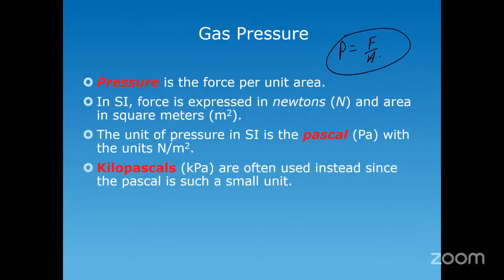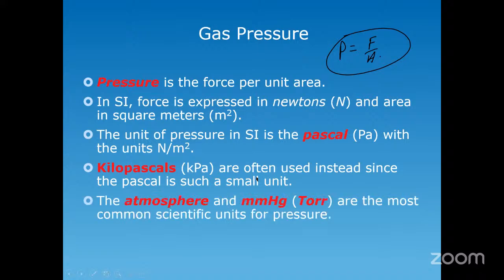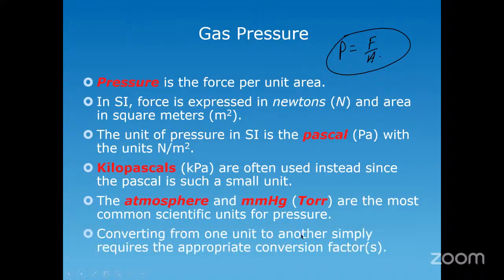So you can have kilopascal, which is actually most often used when it comes to expressing the pressure of a gas. And that's because the Pascal unit is relatively small. We're going to see the relationship between those units. Also, there are some other units, the atmosphere unit and the millimeter mercury unit, that are also used when it comes to expressing pressure. All right.